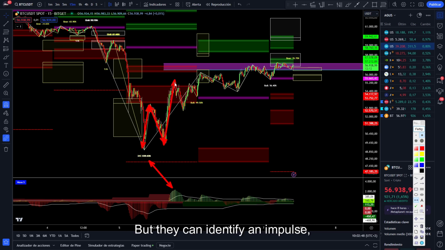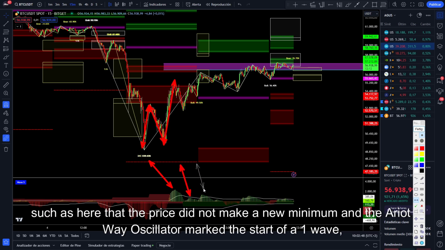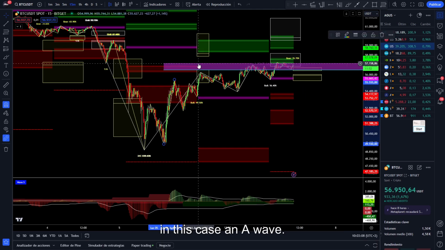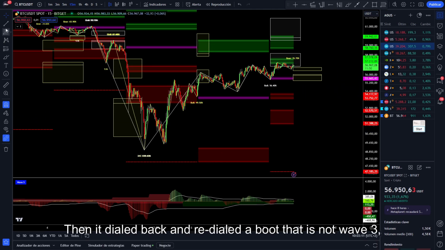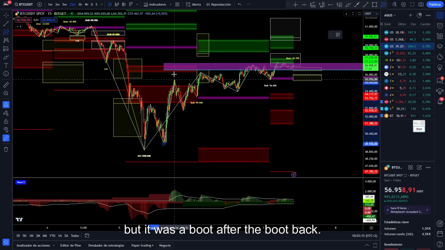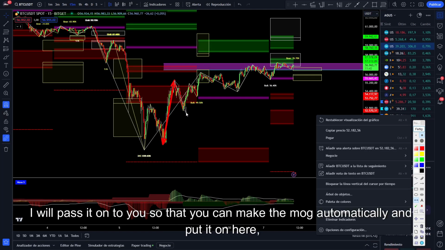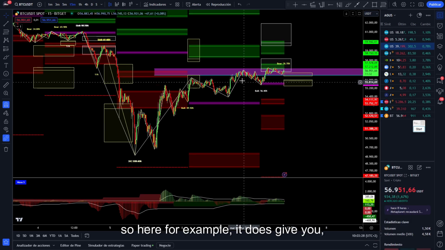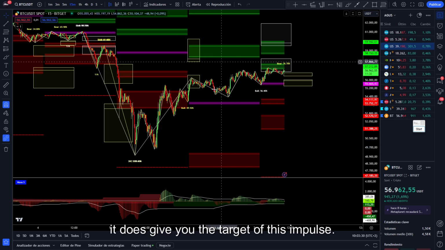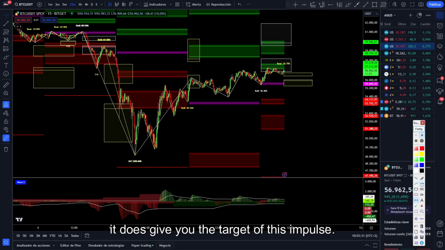But they can identify an impulse, such as here where the price did not make a new minimum, and the oscillator marked the start of a wave, in this case an A wave. Then it pulled back and made another move that is not wave 3. If you don't have the box you need, I will pass it on to you so that you can make the box automatically and put it on here. So here, for example, it does give you the target of this impulse.